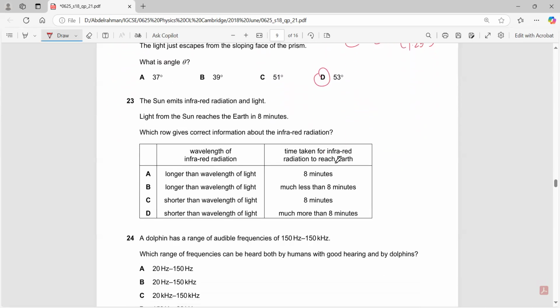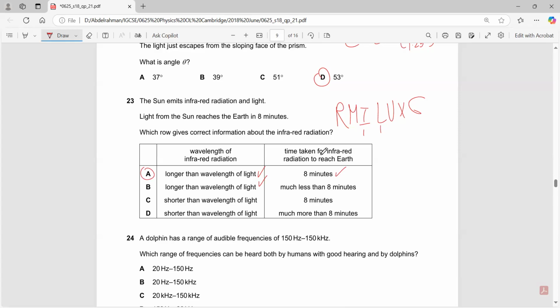The Sun emits infrared radiation and light travels from the Sun and reaches the Earth in 8 minutes. What's the wavelength of the infrared radiation? We can just write them down. The wavelength of the infrared would be longer, but the time taken would be the same. Why? Because they travel at the same speed.